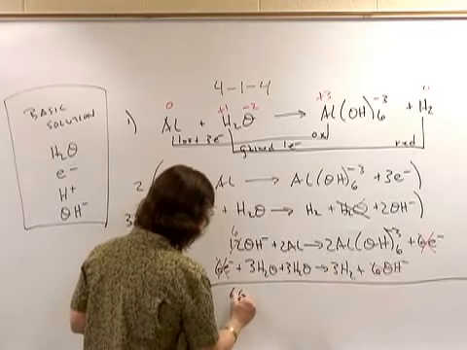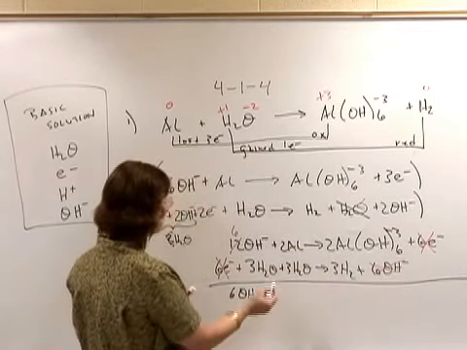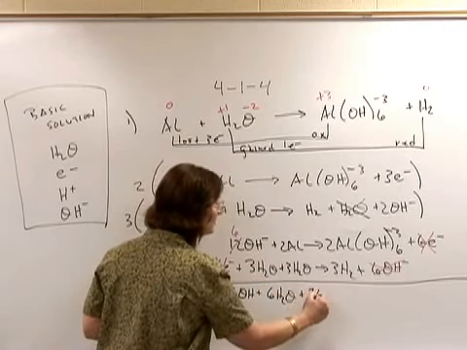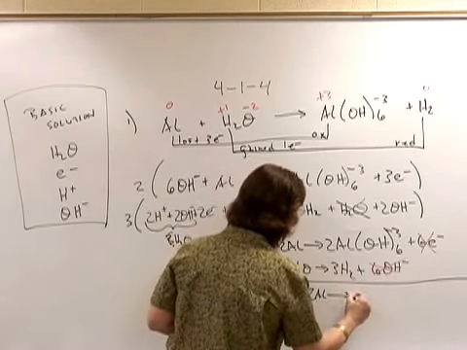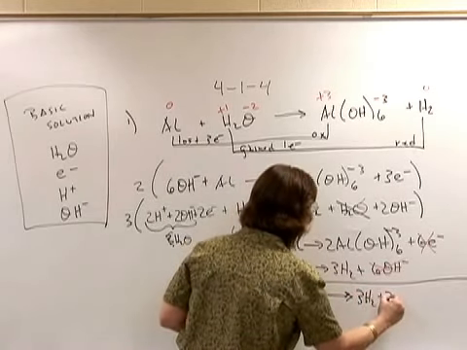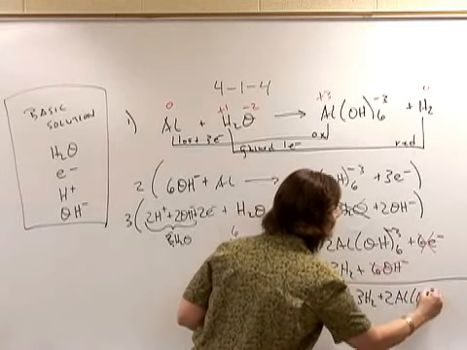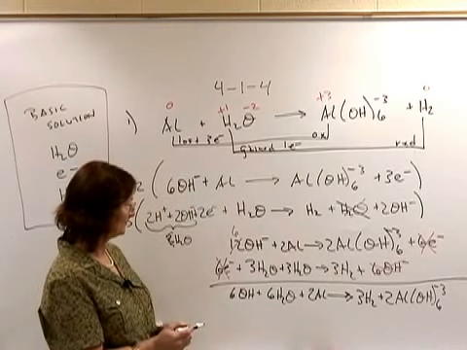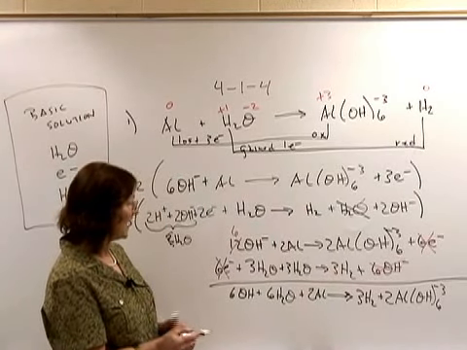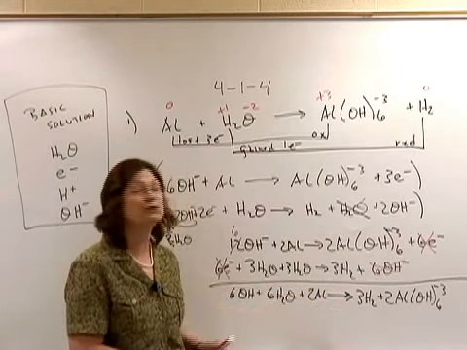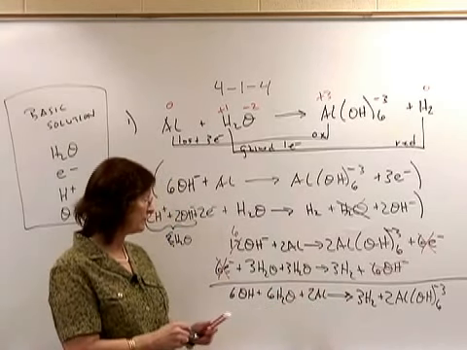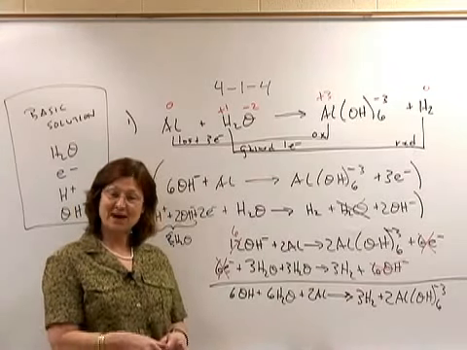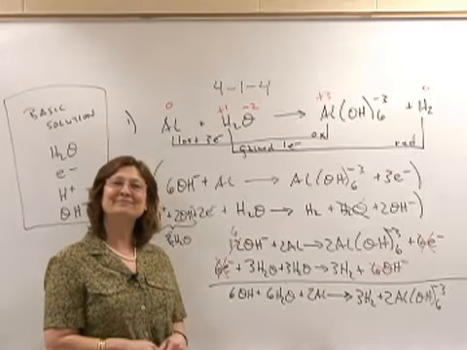And I have 6 hydroxides, and I have 6 waters, and 2 aluminums, and 3 hydrogens, and 2 of the aluminum hydroxides. And because I have this 3 and 2, that is the lowest ratio that these coefficients can be in. And that would be my final answer in number 1. And we'll be right back to talk about number 2.